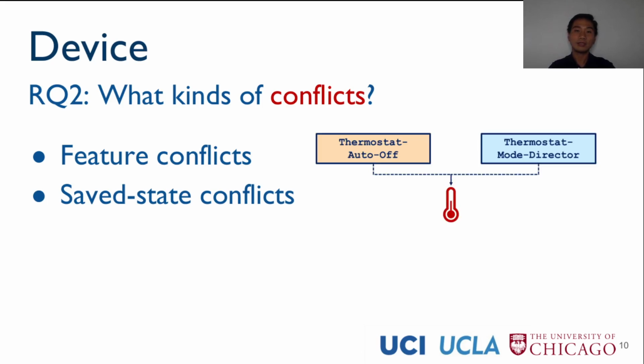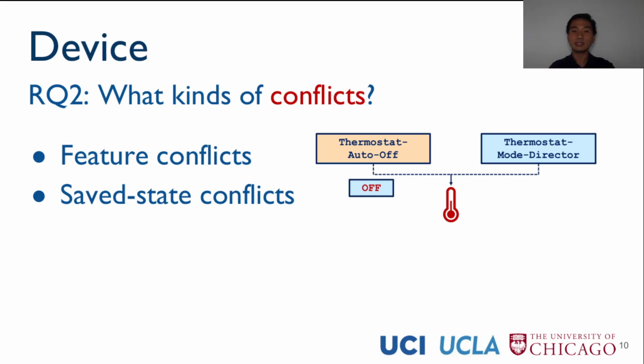In its operation, the Thermostat Auto Off app saves the state of the thermostat to its local variable, and at a certain time, it can restore the thermostat state back to this saved state. Let's suppose the Thermostat Auto Off app saves the initial state of the thermostat to its local variable.